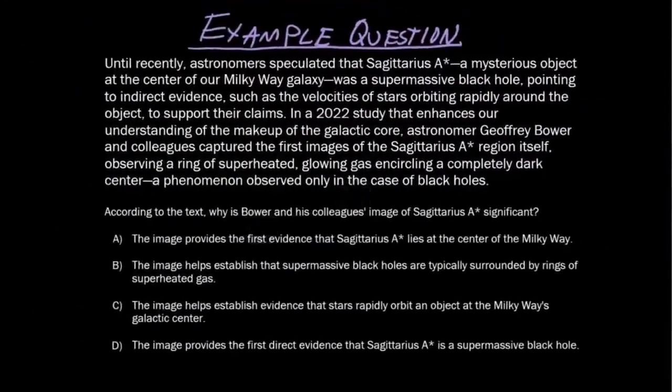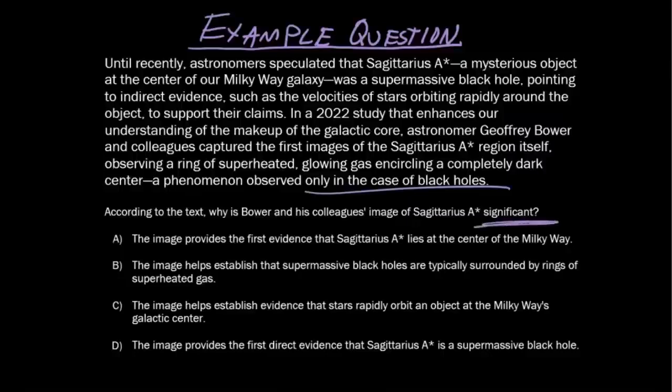Until recently, astronomers speculated that Sagittarius A*, a mysterious object at the center of our Milky Way galaxy, was a supermassive black hole, pointing towards indirect evidence, such as the velocity of stars orbiting rapidly around the object, to support their claims. In a 2022 study that enhances our understanding of the makeup of the galactic core, astronomer Jeffrey Bauer and colleagues captured the first image of the Sagittarius A* region itself, observing a ring of superheated glowing gas encircling a completely dark center, which is a phenomenon only observed in the case of black holes.